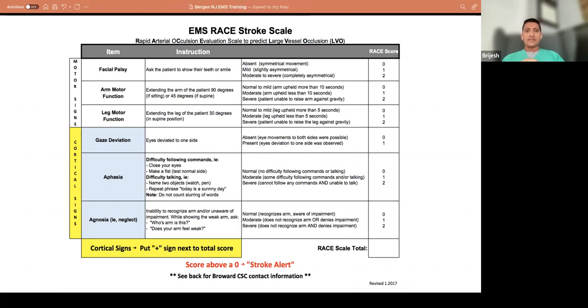So next, you want to simply observe after you've gone to the appropriate side of the stretcher, ask them to smile. Are they able to properly form the crease on either side of their nose, what's called the nasolabial fold? So you can say, show me your teeth, or show me a smile.